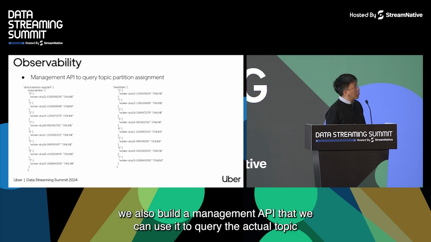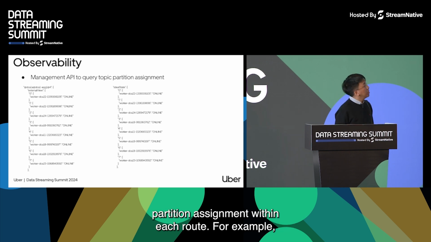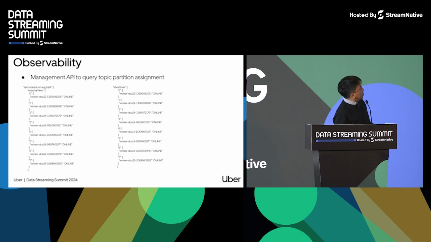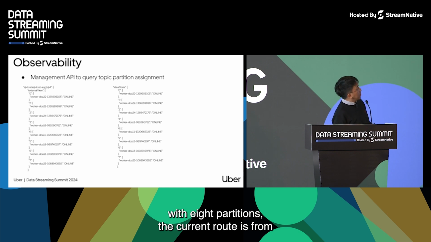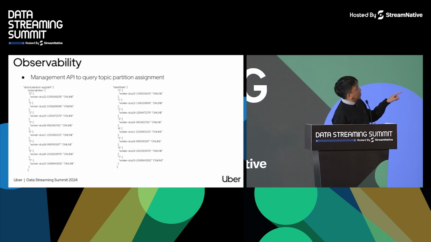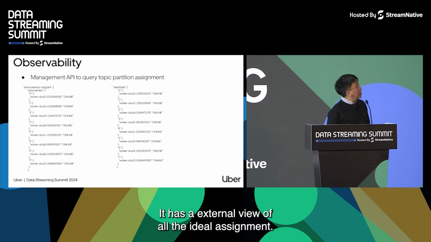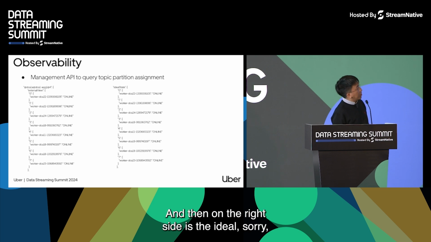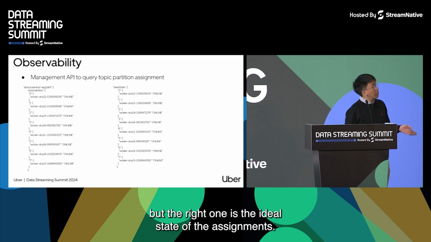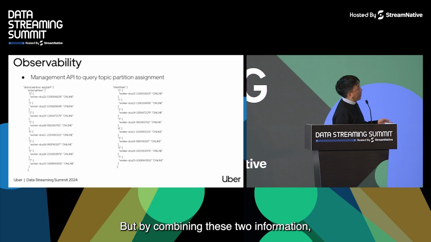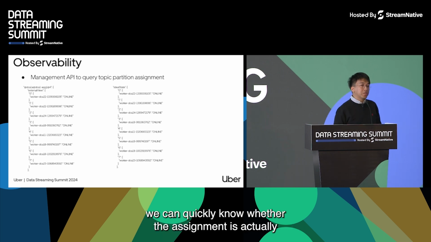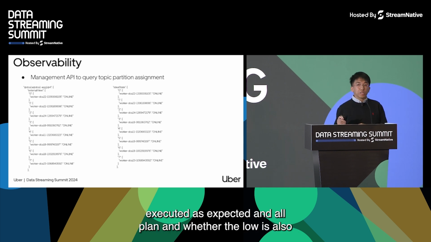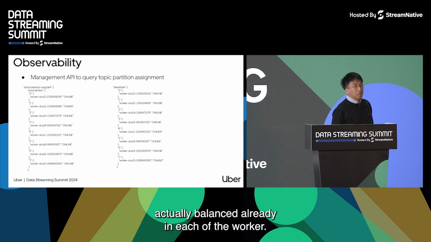On top of that, we also built a management API that we can use to query the actual topic partition assignment within each route. For example, for a topic with 8 partitions, the current route is from DC1 to another DC1 to another Act1 cluster at route 4. It has an external view of the actual assignment on the left, and on the right side is the ideal state of the assignments. By combining these two pieces of information, we can quickly know whether the assignment was executed as planned, and whether the load is actually balanced across the workers.